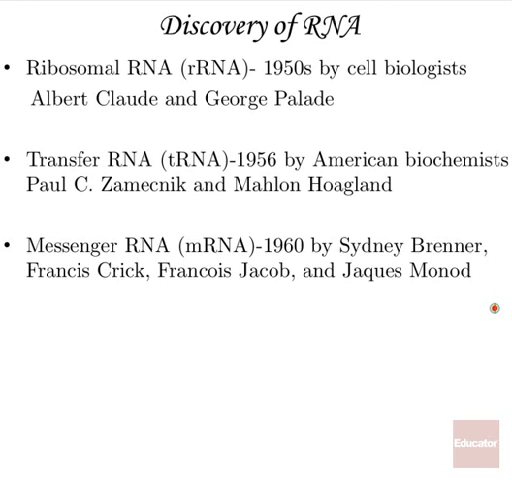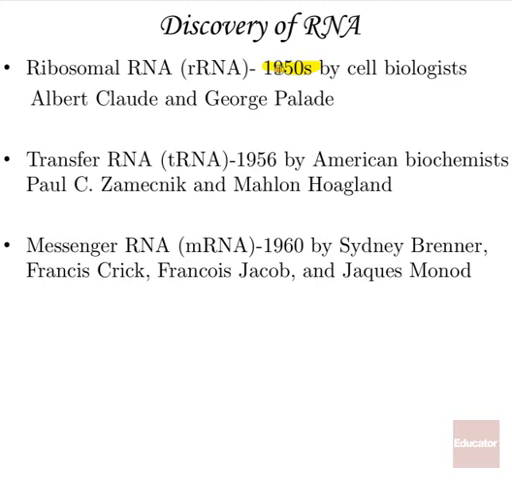So that's the end of our DNA, right? The discovery of the genetic material and how it is replicated. So this is a quick overview on the discovery of RNA. We'll talk more about RNA later. But ribosomal RNA is one of the three types of RNA. All right, so RNA was discovered in the 50s by Albert Claude and George Palade.